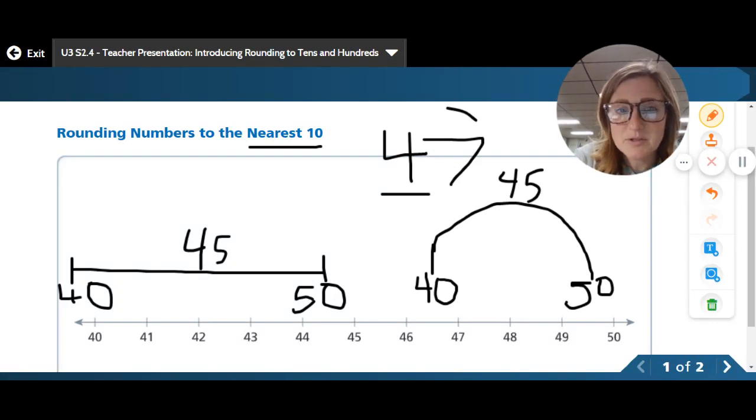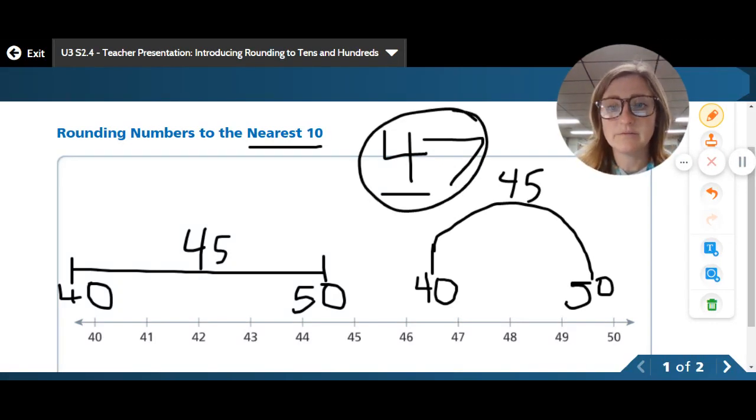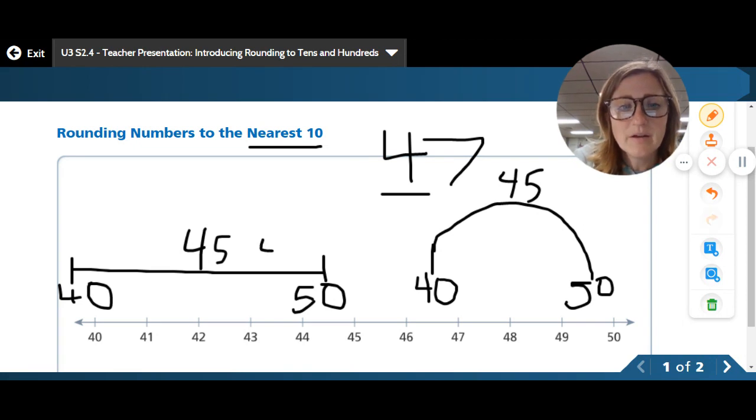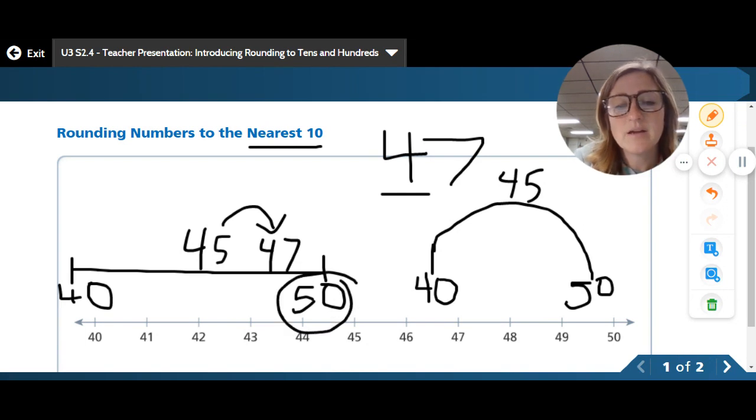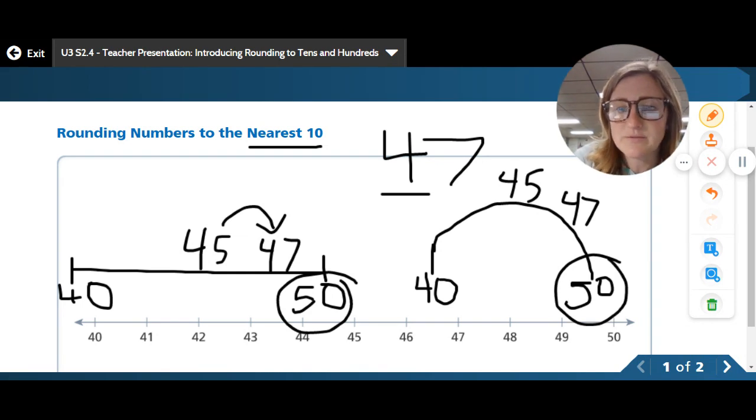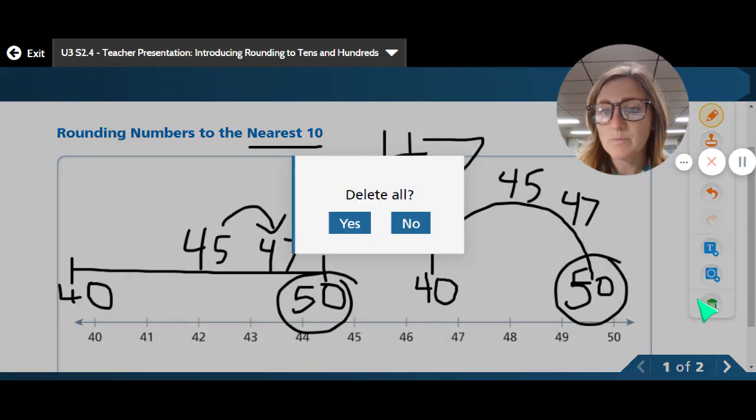The last step is to put your special number on the line or on the mountain. So 47 would go right here because it comes after 45, which means that it rounds to 50. Or right here on the mountain, again, it rounds to 50. Doesn't look much like a 50. So this is how we are showing our work with rounding. On your paper today, you're going to see that you have space to draw a line or a mountain under some of your problems.